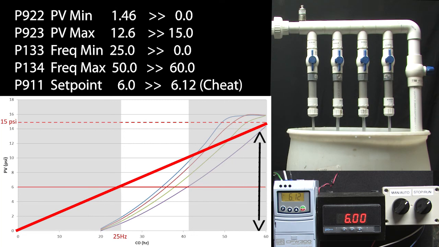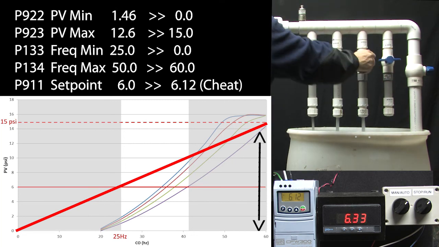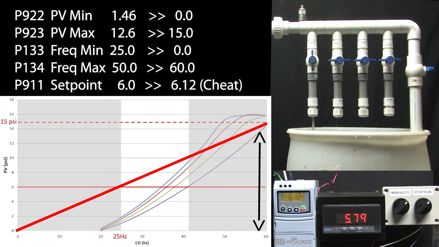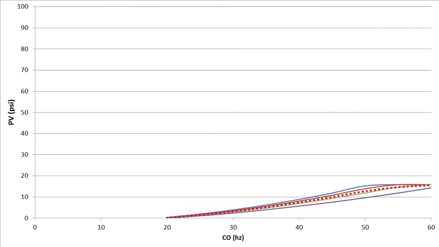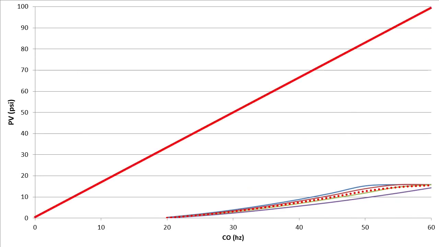It's important to understand that the only reason this works so well is my sensor is really well matched to my process. 0 to 15 psi happen to track my process reasonably well across the drive's 0 to 60 Hz range. Suppose I had a 0 to 100 psi sensor, and we use the full range of that sensor for PV min and PV max.